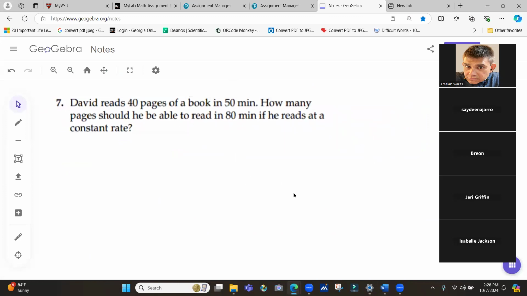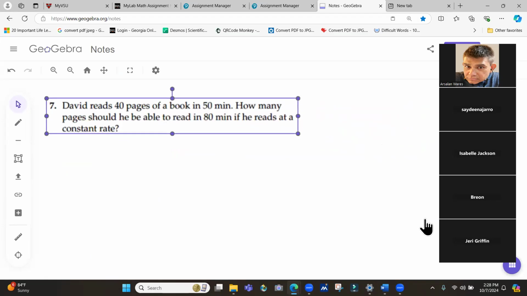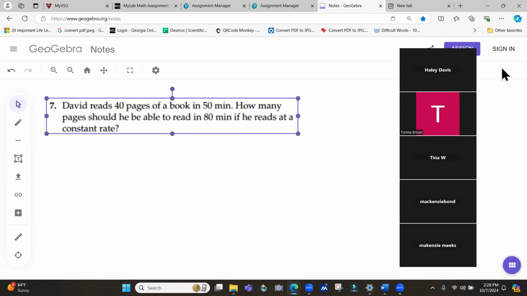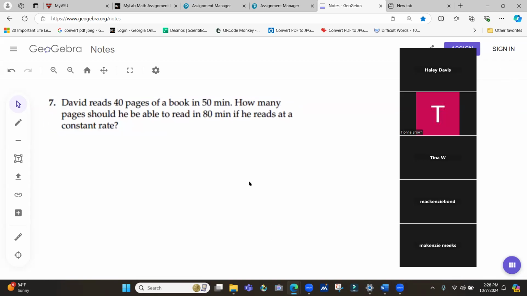David reads 40 pages of a book in 50 minutes. Guys, if you're unmuted, if you would do it yourself, I think most of you are muted. I can go back and do it, but good. So, guys, we're doing number 7. David reads 40 pages in 50 minutes. How many pages should he be able to read in 80 minutes?